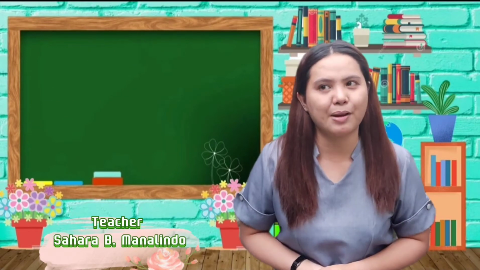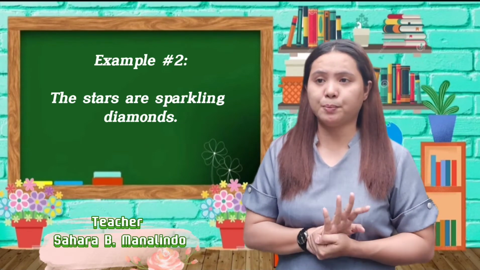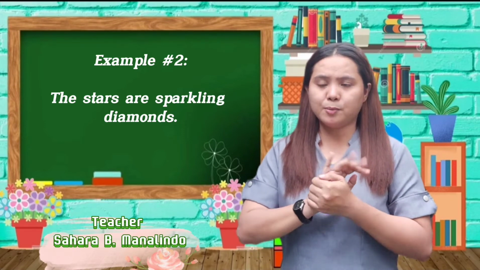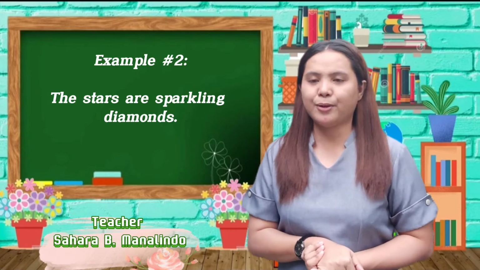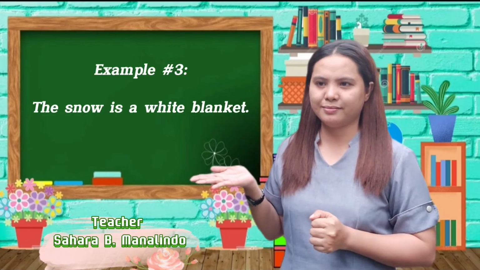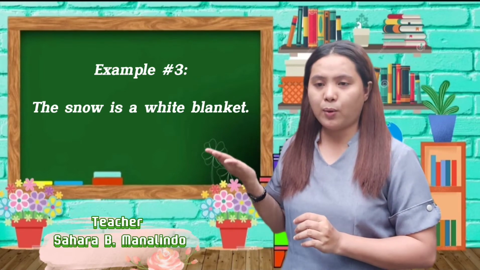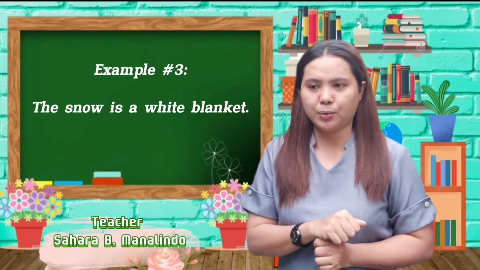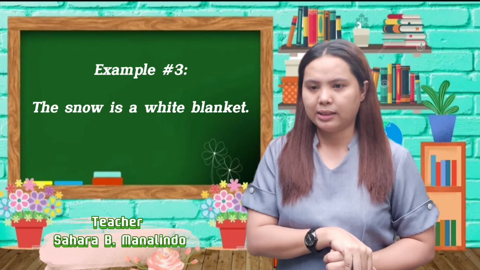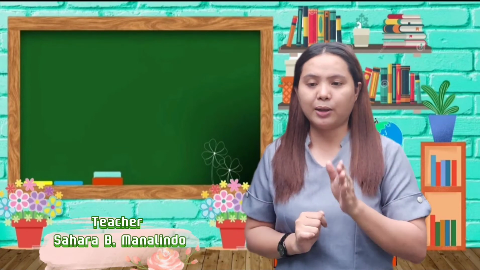Okay, class, let's have another example. The stars are sparkling diamonds. In this example, stars are compared to sparkling diamonds without the use of like or as, since stars also sparkle or shine. Okay, for the last example, Bea, please read the last example. Okay, thank you so much, Bea. In this example, the snow is a white blanket. The snow is compared to a white blanket without using as or like, since snow is also white and it also covers things. Okay, so class, do you understand what metaphor is?